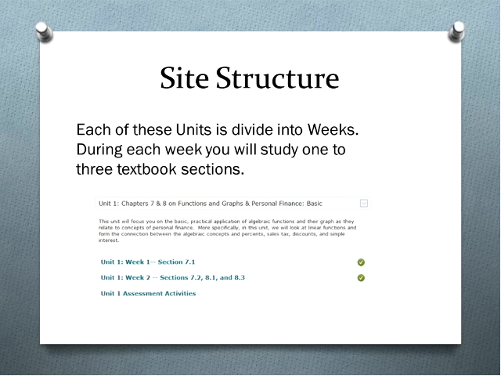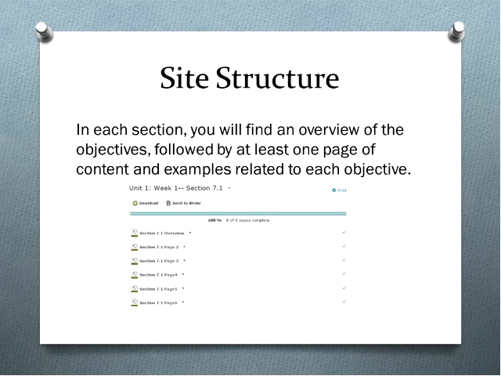All right, next, each of these units is divided into weeks. During each week, you will study 1, 2, 3 sections of material. You can see here in Unit 1, I've opened this up. You can see Week 1, Section 7.1, Week 2, Sections 7.2, 8.1, and 8.3. Okay, notice these green check marks here. Those green check marks mean that you've gone through that unit in V2L. My Math Lab and V2L aren't hooked together, so you still may have some items in My Math Lab to do. So keep that in mind as you're working with the unit structure here.